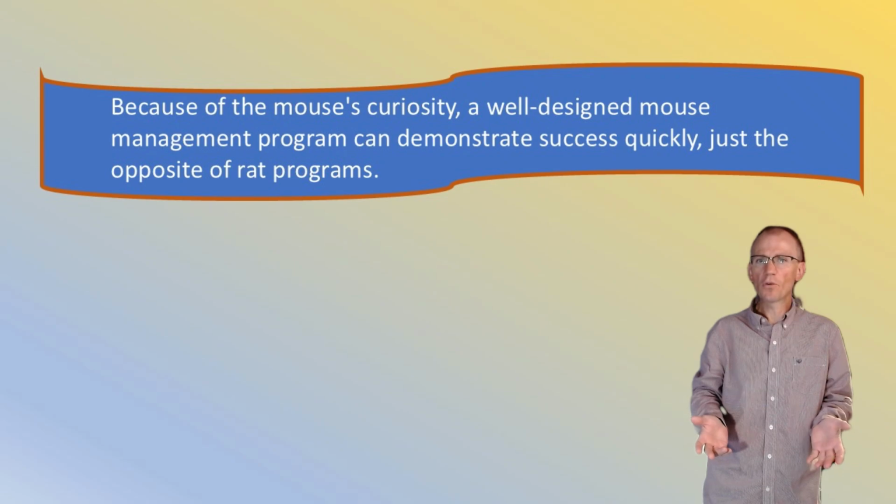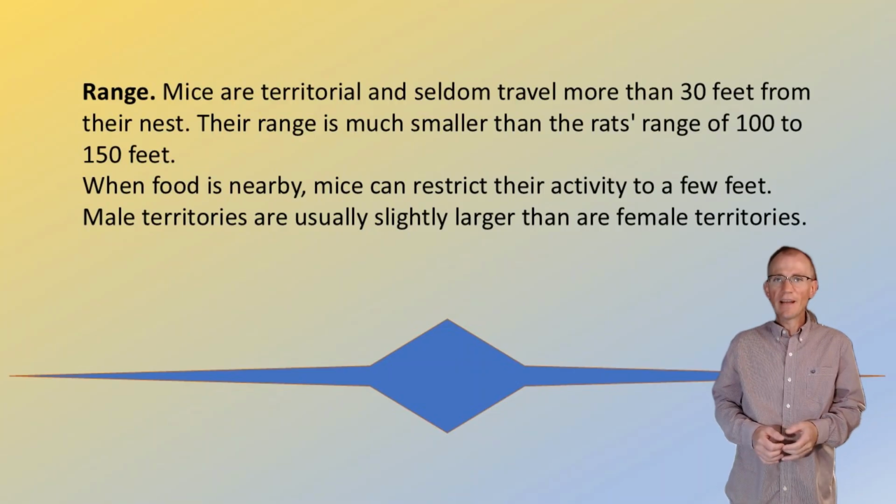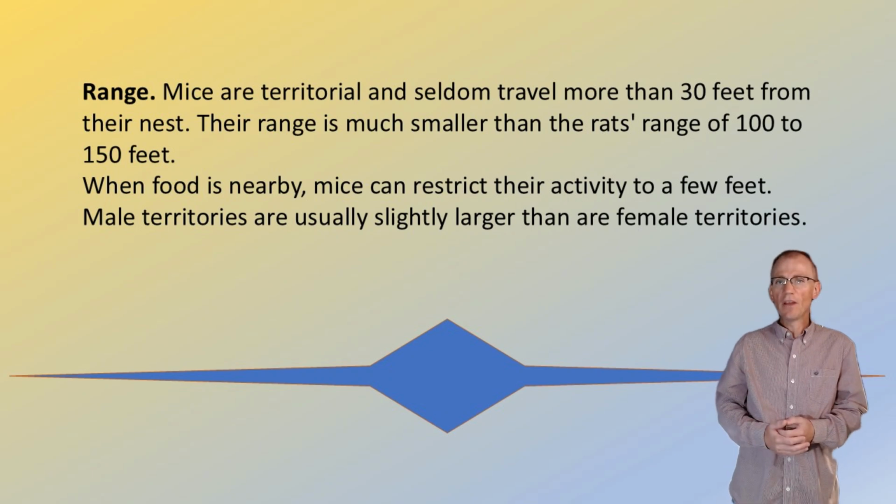Because of the mouse's curiosity, a well-designed mouse management program can demonstrate success quickly, just the opposite of rat programs. Range. Mice are territorial and seldom travel more than 30 feet from their nest. The range is much smaller than rats' range of 100 to 150 feet. When food is nearby, mice can restrict their activity to just a few feet. Male territories are usually slightly larger than female territories.